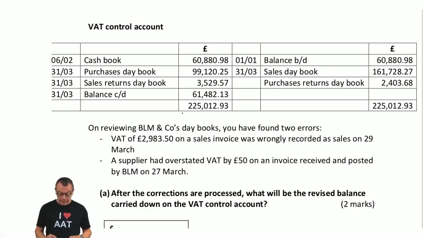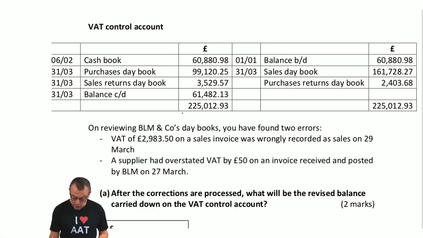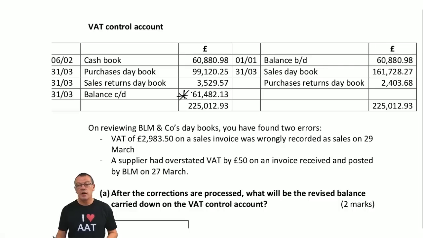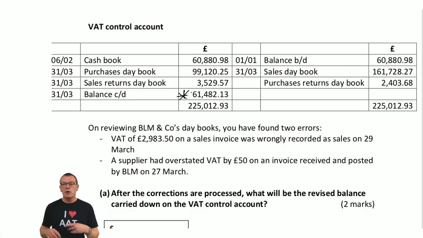Corrections are required. Okay. What would be the revised balance carried down? So what we are looking to do, we are looking at this figure here, which is going to change as a result of some corrections that you have been asked to make. Now, the mark allocation for this is 2 marks. So really this should be a straightforward 2 marks.